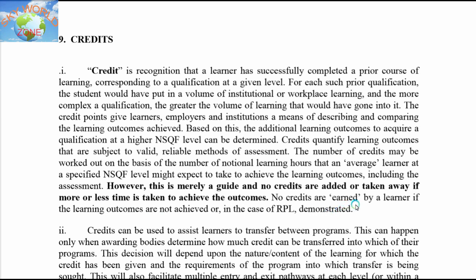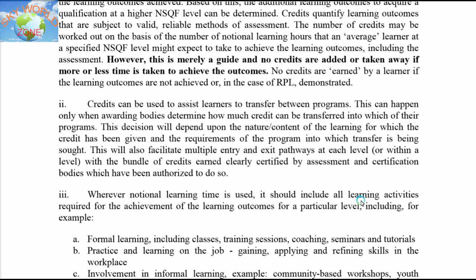No credits are earned by a learner if the learning outcomes are not achieved or, in the case of RPL, demonstrated. Credits can be used to assist learners to transfer between programs. This can happen only when awarding bodies determine how much credit can be transferred into which of their programs. This decision will depend upon the nature, content of the learning for which the credit has been given and the requirements of the program into which transfer is being sought.